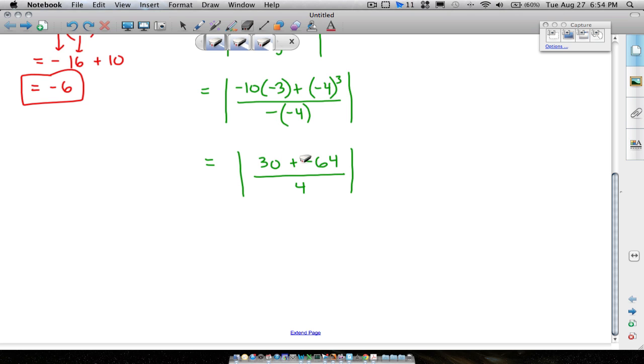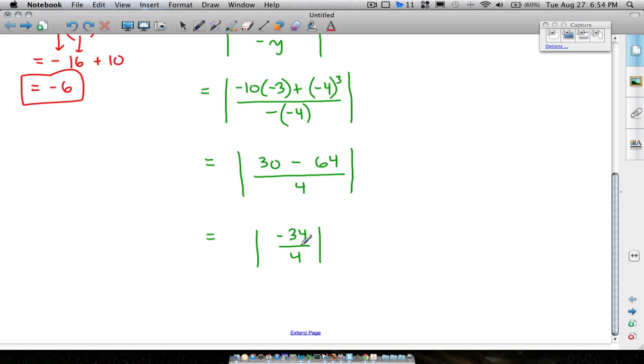30 plus a negative 64. I'm just going to go ahead and say 30 minus 64. And now let's simplify this even further. 30 minus 64, watch your signs right there. That gives you a negative 34 up top, divided by 4 at the bottom.